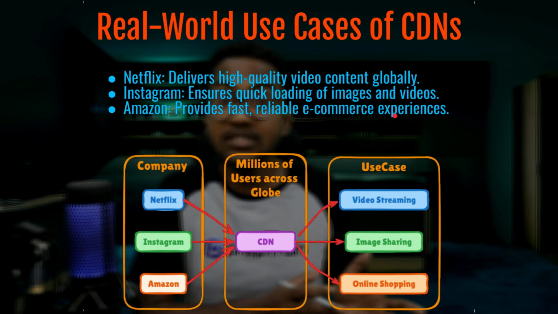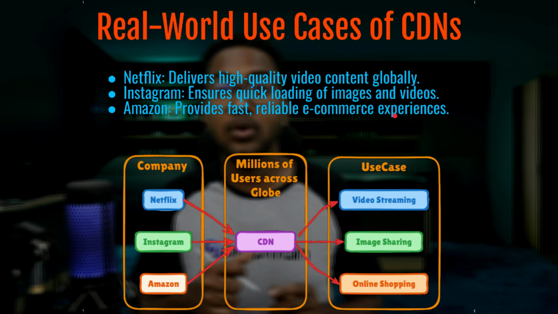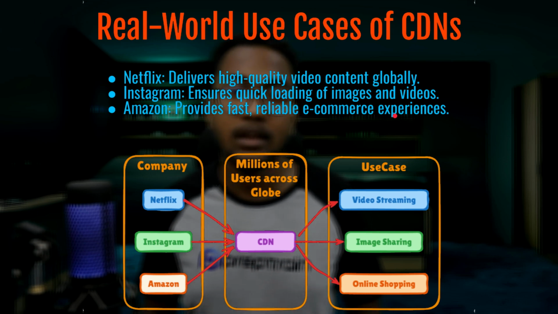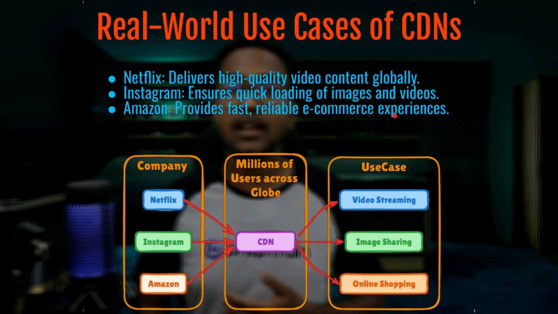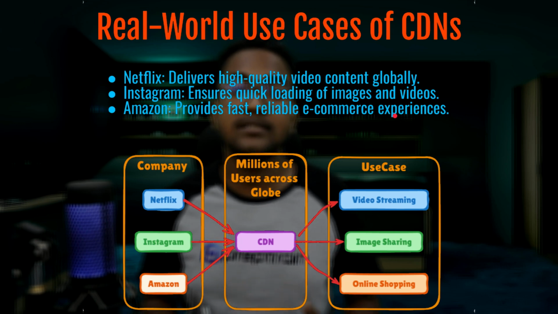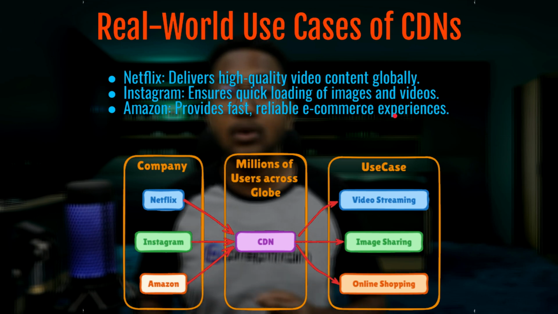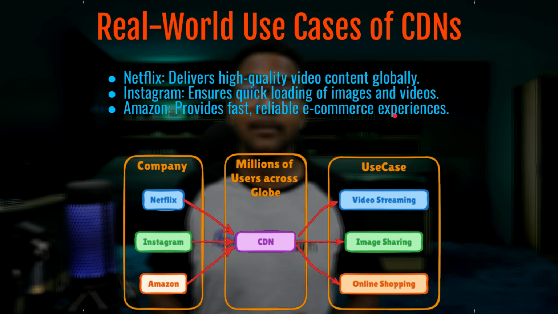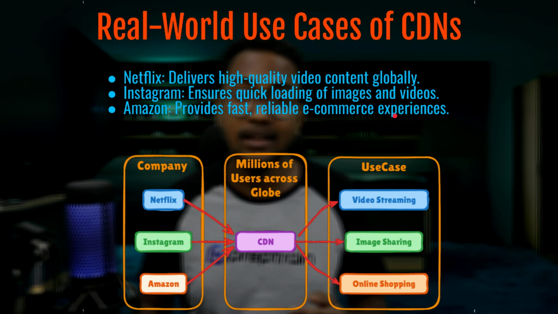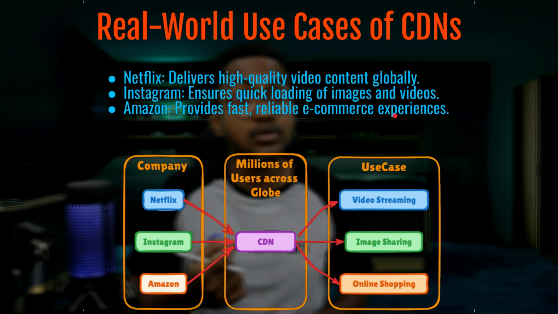Users would constantly face interruptions and delay. By using edge servers located closer to users, Netflix ensures that videos load quickly and stream smoothly, regardless of the user's location. Next, we have Instagram. Instagram is a social media platform that handles millions of images and videos being uploaded and viewed every single day. CDNs allow Instagram to quickly load these images and videos, ensuring that users don't experience slow load times or lag while scrolling through their feed. This is crucial for a platform like Instagram, where visual content is the core of the user experience.